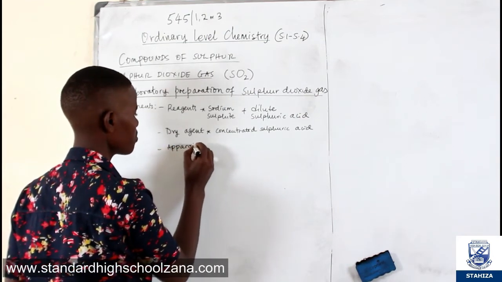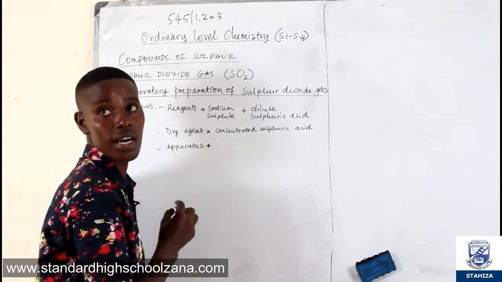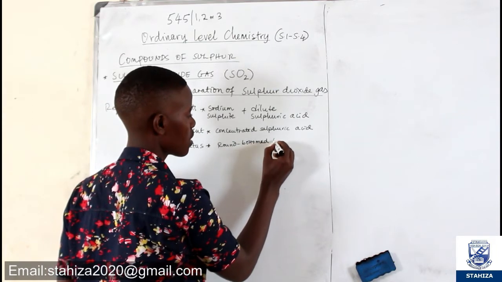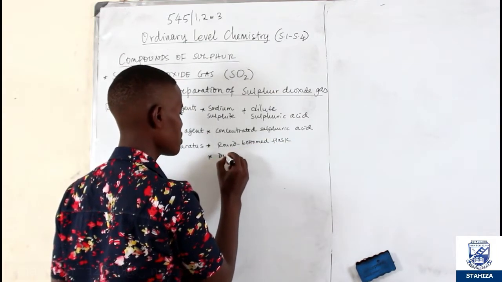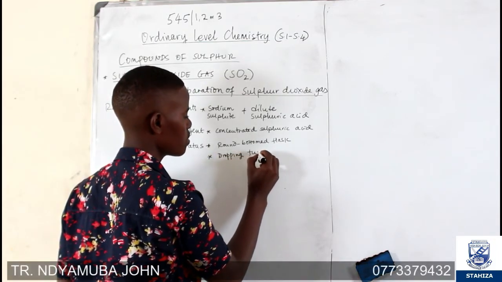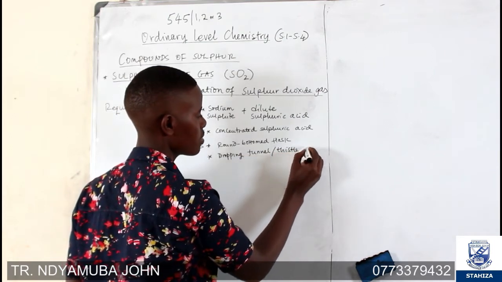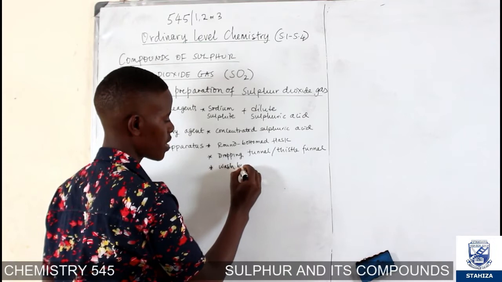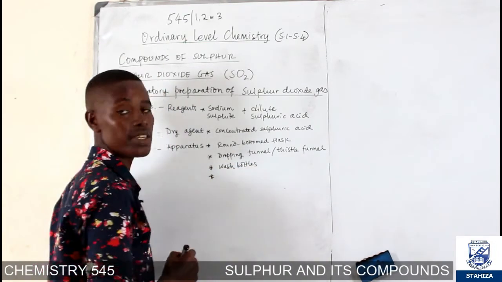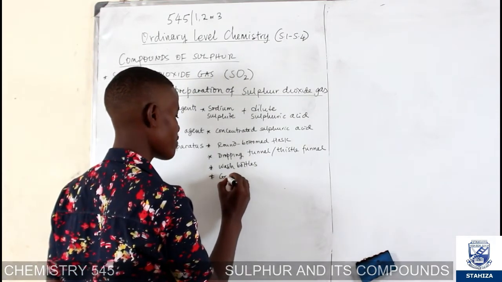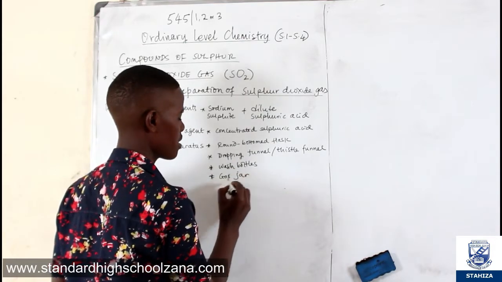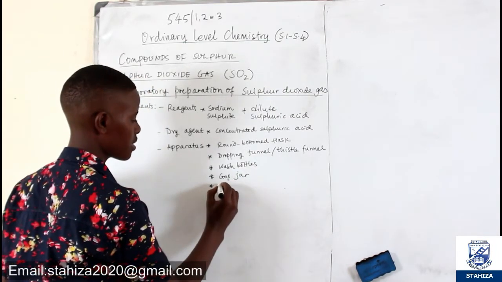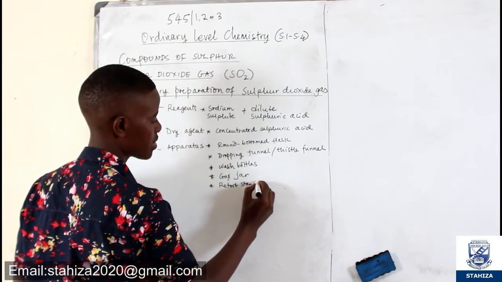Then we also need apparatus. We need apparatus to include the round bottomed flask. We need the dropping funnel, or which you can call the thistle funnel. We need wash bottles. These wash bottles help us to hold the drying agent, like concentrated sulfuric acid, being a liquid. Then we also have a gas jar. And of course we need a retort stand to support our apparatus.